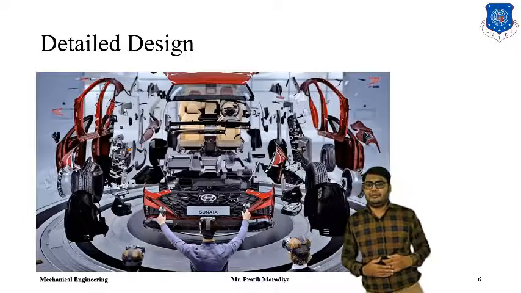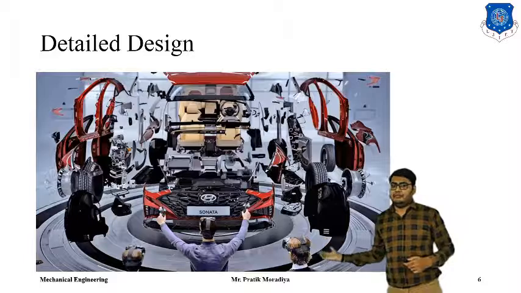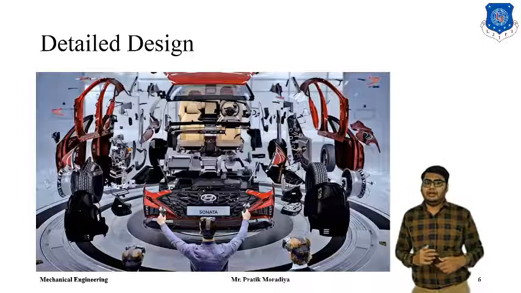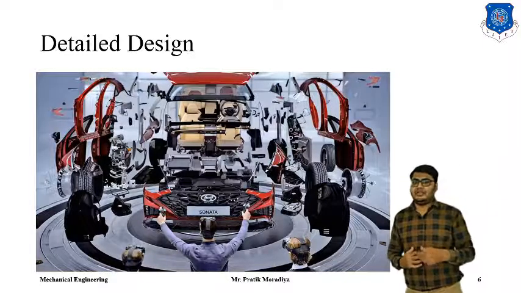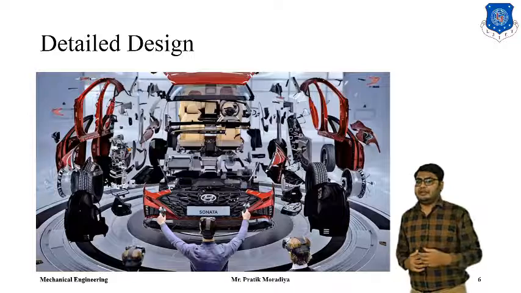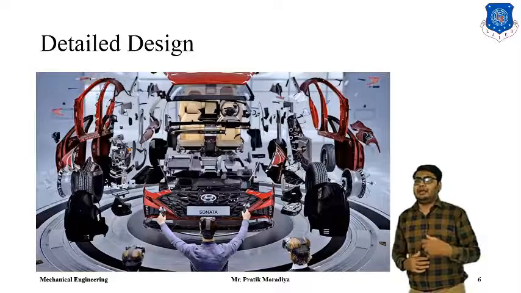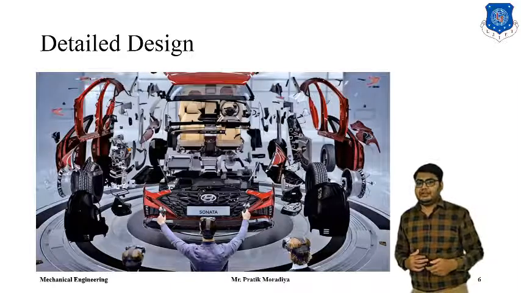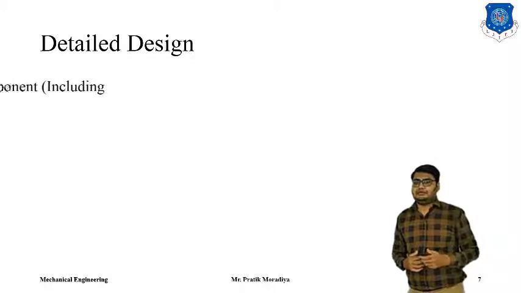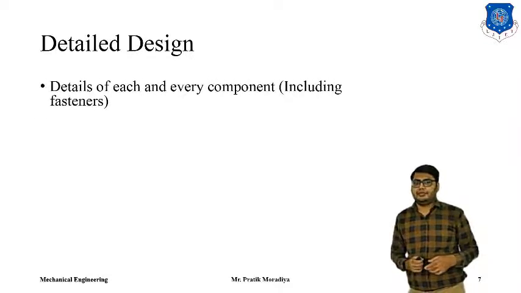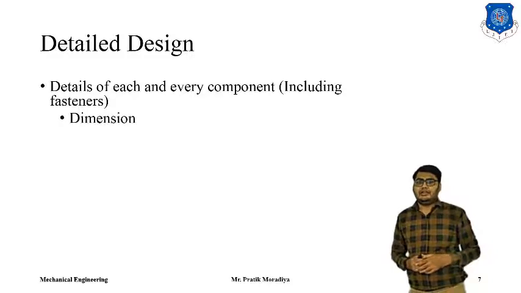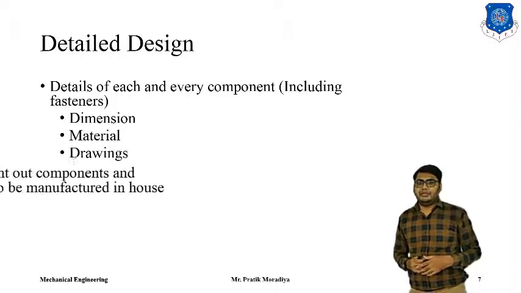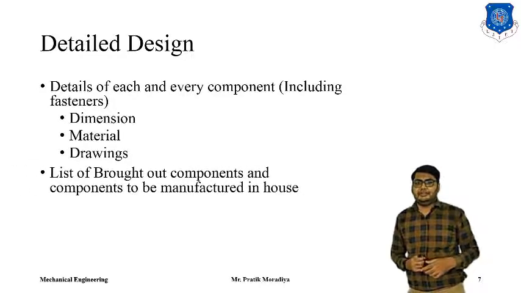Continuing with our car example, we will take our product and think about each and every component that is required in our product, and we will design each and every component with its required dimensions, how it will fit, how it will be assembled, and all these details will be worked out in this detailed design. After the designing is complete, dimensions, material required, the drawings, and all this will be discussed in detailed design.